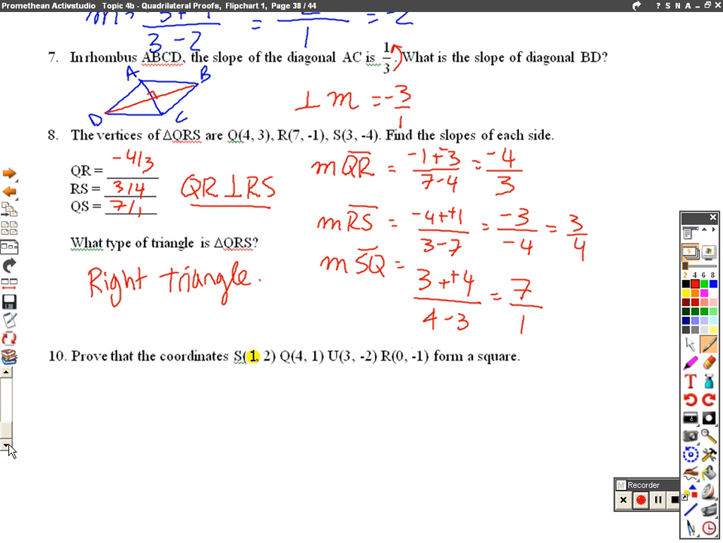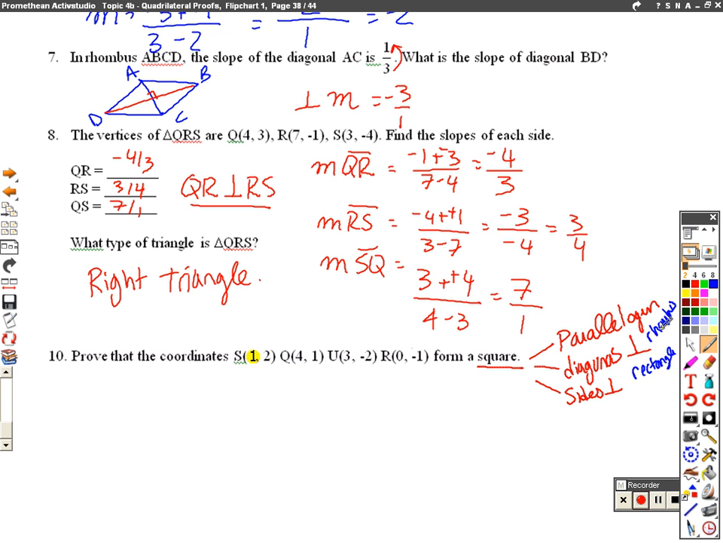Alright, last but not least, we want to prove using these coordinates that it is a square. Okay, so if it is a square, we are going to know lots of things about it. First of all, it's going to be a parallelogram. Next, we know that the diagonals will be perpendicular, and we know that the sides will be perpendicular. Diagonals perpendicular specifically makes it a rhombus, and sides perpendicular makes it a rectangle. And if something is all three of these things, a parallelogram, a rhombus, and a rectangle, that makes it a square. Okay, so there's lots of ways that you can check this.